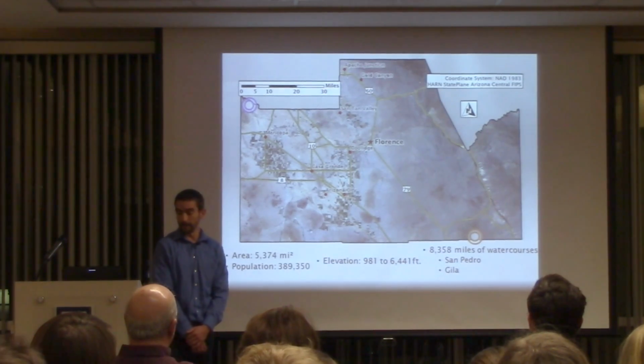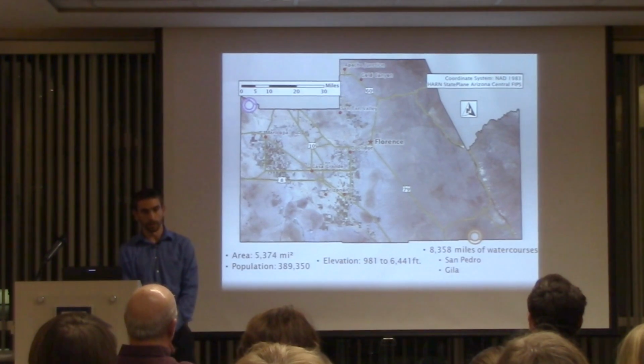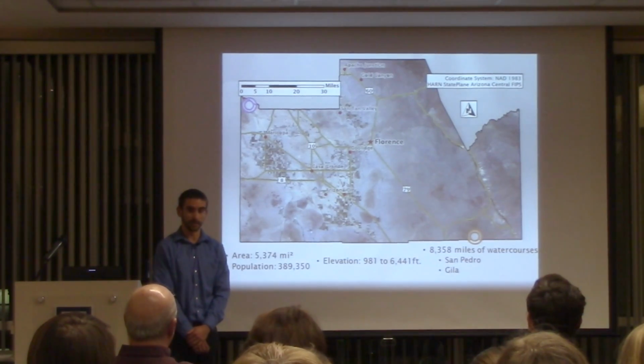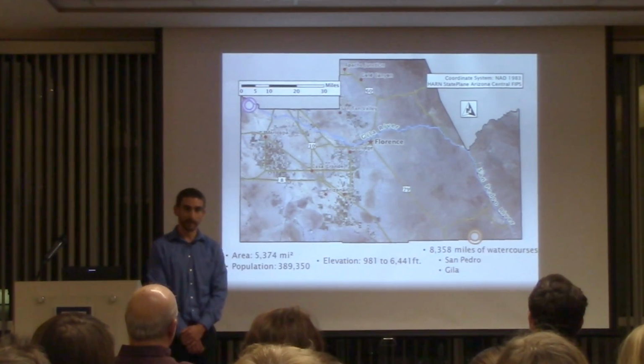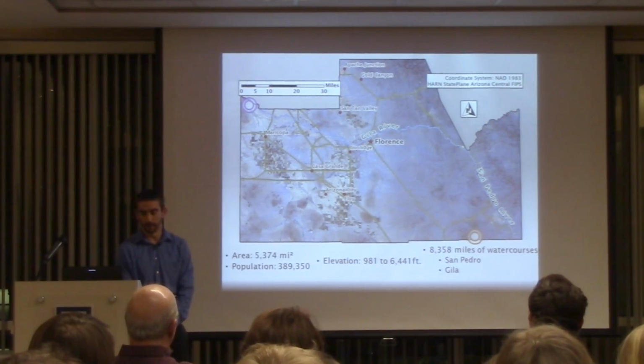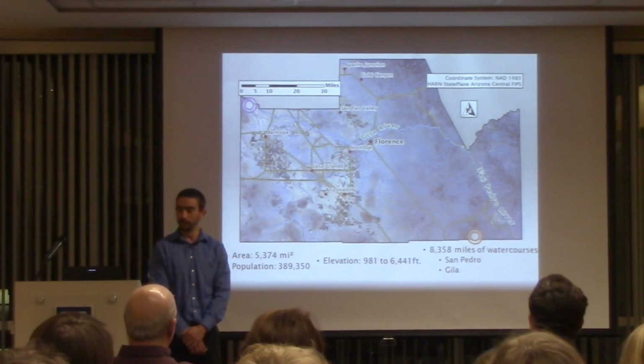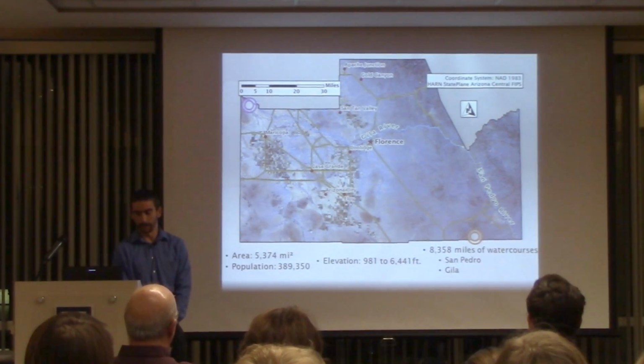All in all, there's 8,358 miles of watercourses as identified by the National Hydrology Dataset in the county. The two major ones are the San Pedro and the Gila, but there are a lot more than that. So that's kind of what we're trying to look at.